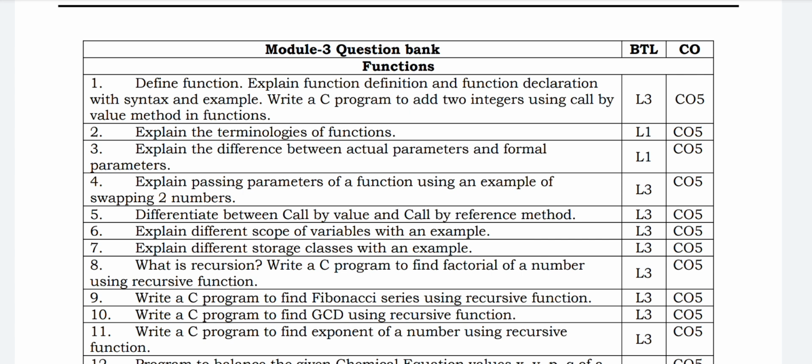Ninth question, write a C program to find Fibonacci series using recursive function. 10th question, write a C program to find GCD using a recursive function. 11th question, write a program to find the complement of a number using a recursive function.